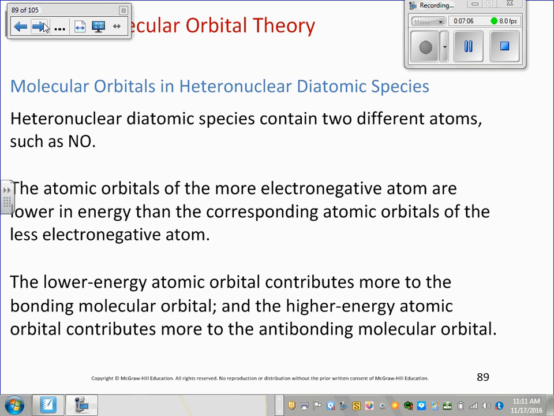So if we're talking about heteronuclear atoms, the ones we had here are all diatomic, 2 different atoms, such as NO. The atomic orbitals of the more electronegative atom are lower in energy than the corresponding atomic orbitals of the less electronegative atom. So the lower energy atomic orbitals contribute more to the bonding molecular orbitals, and the higher energy atomic orbitals contribute more to the anti-bonding molecular orbitals.